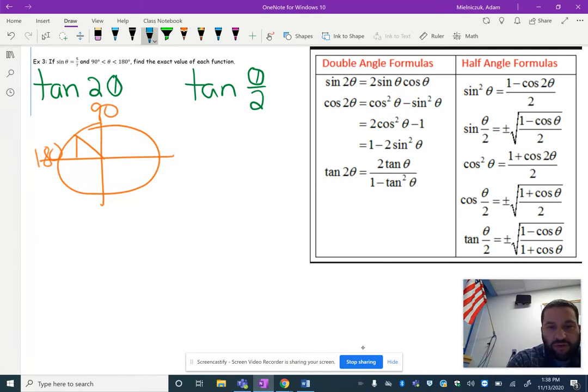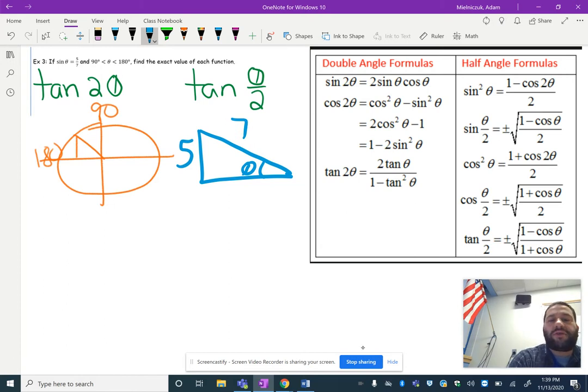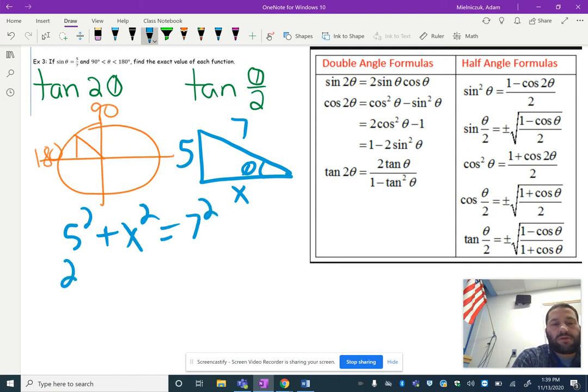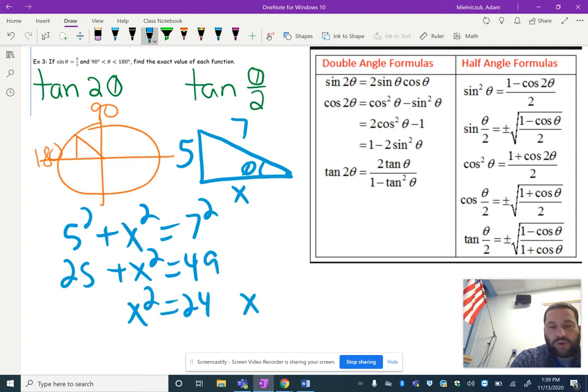So now we can pull that triangle out just so it looks a little bit bigger. Okay, this is our angle. We're given sine, which we know is opposite over hypotenuse, so 5 over 7. So now we've got to find x. So it's going to be 5 squared plus x squared is 7 squared. So 25 plus x squared equals 49, which means x squared is 24, which means x will equal the square root of 24, which means x will equal 2 root 6.